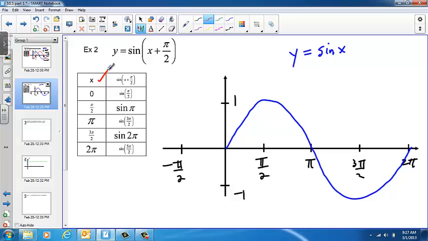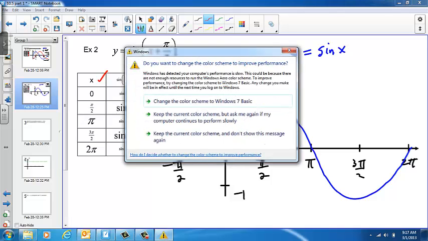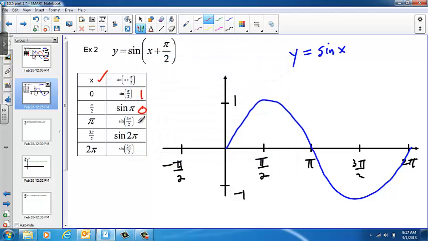So when x is 0, we're looking at the sine of pi over 2, which is 1. When x is pi over 2, we're looking at the sine of pi, which is 0. When x is pi, we're looking at the sine of 3 pi over 2, which is negative 1. When x is 3 pi over 2, we're looking at the sine of 2 pi, which is 0. And when x is 2 pi, we're looking at the sine of 5 pi over 2, which is 1. So let's plot these points.